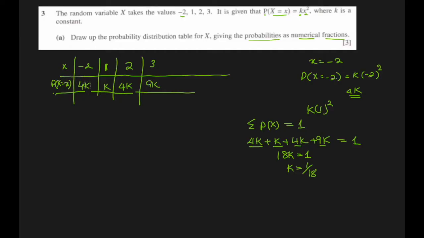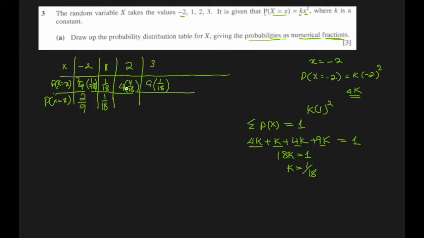And now we will remove k's from them and write the numerical values. So it will be 4 times 1 over 18. And then it was k, 1 over 18. It will again be 4 over 18. And 9 times 1 over 18. So finally the probability becomes what? 4 over 18. If we cancel them, it becomes 2 over 9. And that fulfills our requirement. Probabilities as numerical fractions. 2 over 9 here. 1 over 18 was already there.